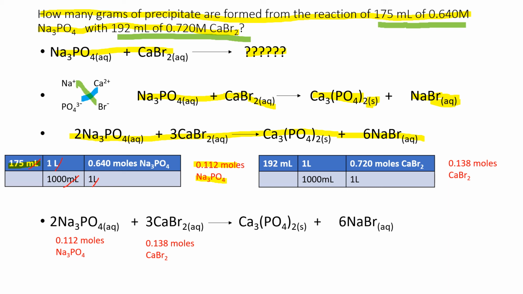We need to do this with the other reactant. So the other reactant, we have 192 milliliters of the calcium bromide. Same sequence of steps. First step, milliliters to liters conversion.